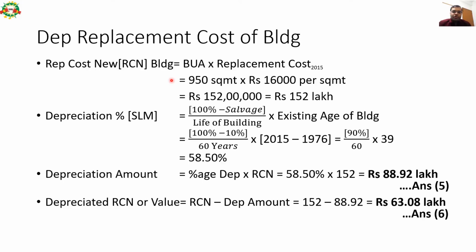So replacement cost new of the building. Built up area is given. Replacement cost 2015 is given. So if we construct this building at a new cost, it will give us 950 square meter into 16,000 rupees per square meter. Replacement cost new of the factory shed is 1 crore 52 lakh rupees.